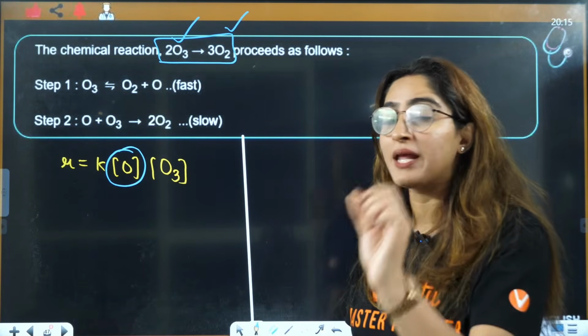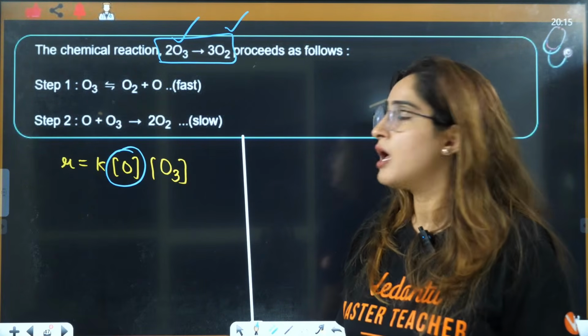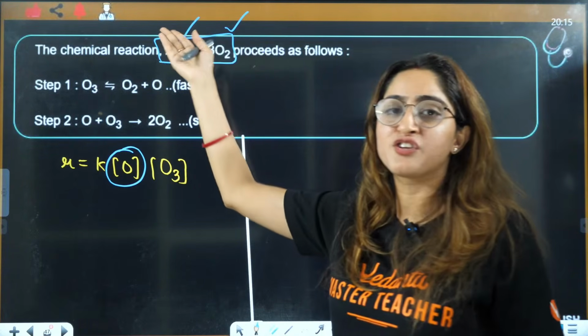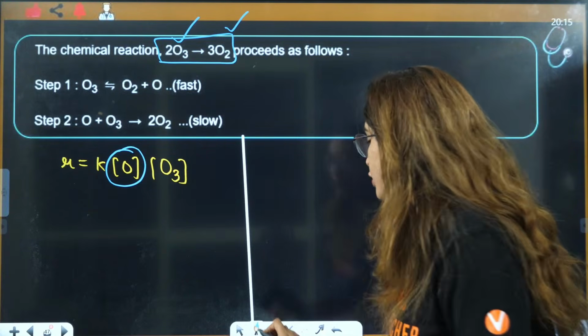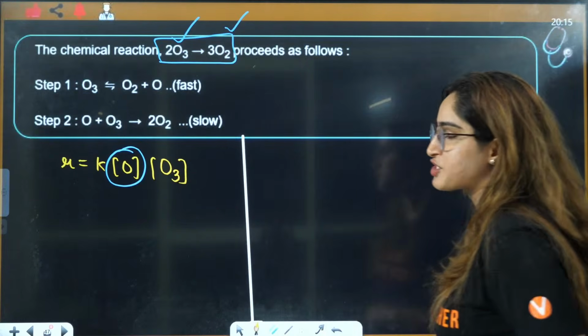You have to replace oxygen, that is the nascent oxygen. You have to replace it, because this nascent oxygen is not there in the full-fledged overall reaction. So that's how you see which is the intermediate that you have to replace, right? With the one that is not there in the overall reaction.